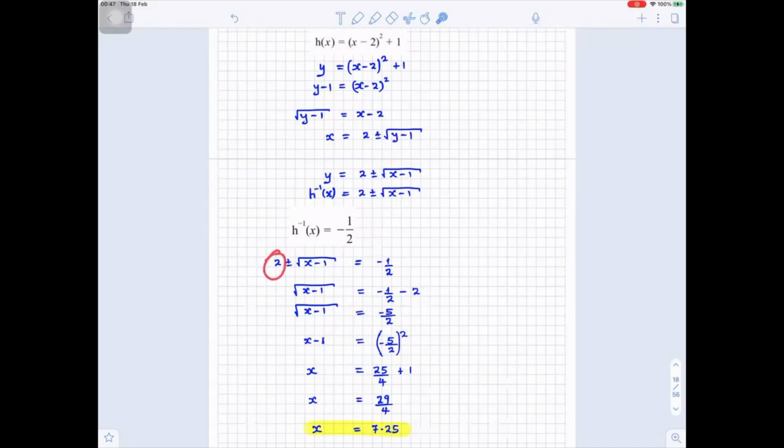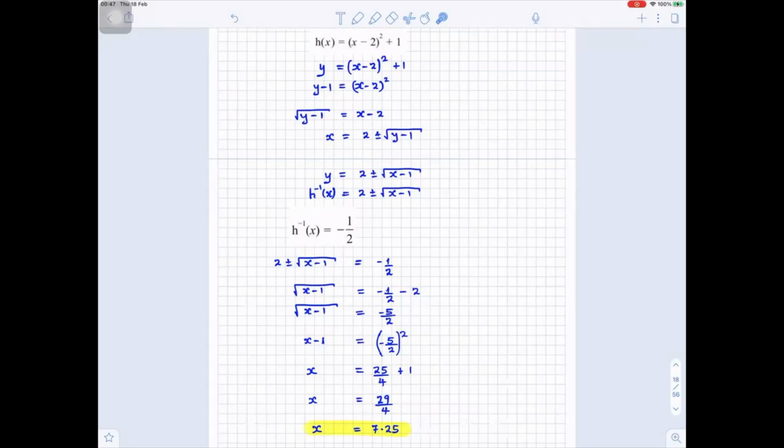So the 2 goes to the right. It becomes minus 2. So minus a half minus 2. And square root of x minus 1 equals minus a half minus 2, which is minus 5 over 2. The square root goes to the right, it becomes squared. X minus 1 equals minus 5 over 2 squared. Minus 1 goes to the right, it becomes plus 1. So x is 29 over 4, which is 7.25.